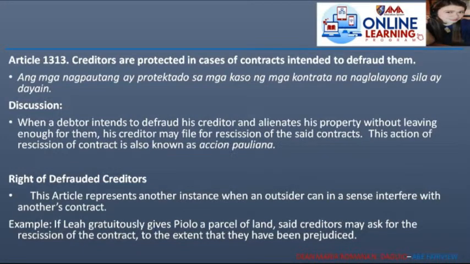So said creditors, kung sino man ang pinagkautangan ni Leia class, pwede niya iparescind yung contract between Leia and Piolo. Kasi obviously, ginawa lang ni Leia ang pagbibigay ng lupa na yon kay Piolo because gusto niyang takasan, gusto niyang i-defraud, no? Gusto niyang dayain ang kanyang creditors.